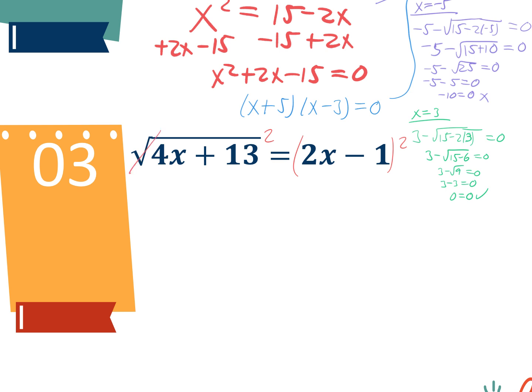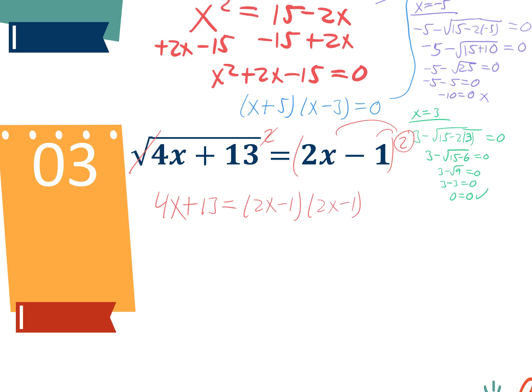Squaring the left, the square root is going to cancel with the square, so we get 4x plus 13 equals, and now squaring 2x minus 1, again, I keep telling you guys, do not distribute the square to each of these terms. A lot of you still make that mistake, and that is incorrect. You need to write it out twice and FOIL it. All right, so we should get 2x minus 1 times 2x minus 1.